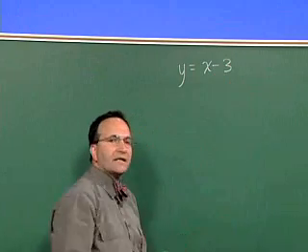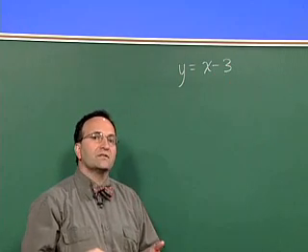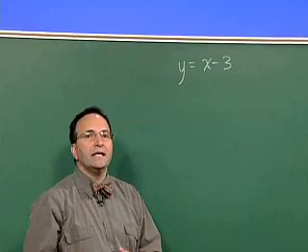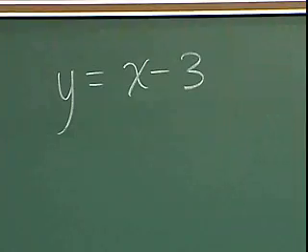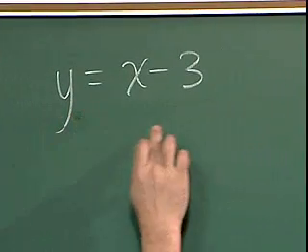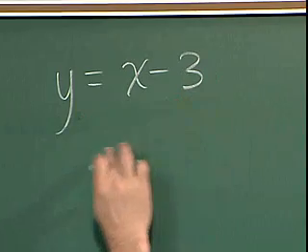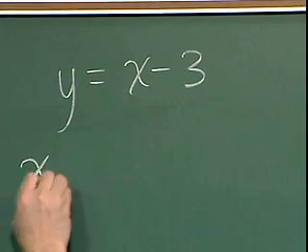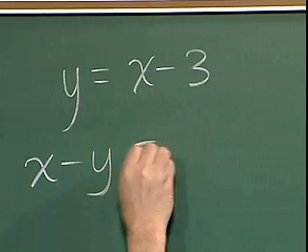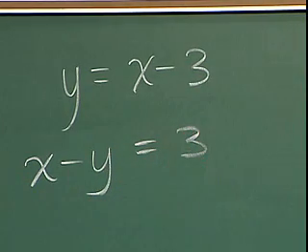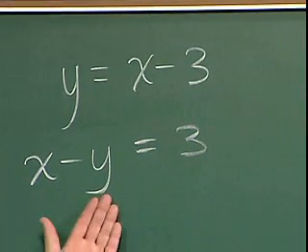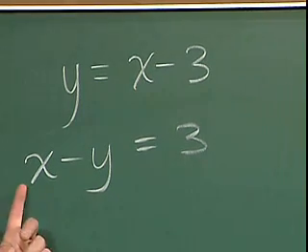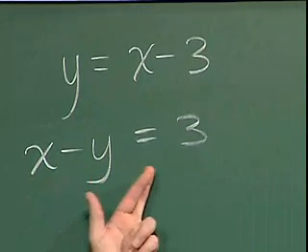The first thing I'd like to do is put that in the form of ax plus by equals c. So what I need to do is bring y to the side with x and 3 to the other side, but I'm going to start by writing this side first. So it would be x minus y equals 3. Now I can see my ax plus by equals c form where a is 1, b is -1, and c is 3.